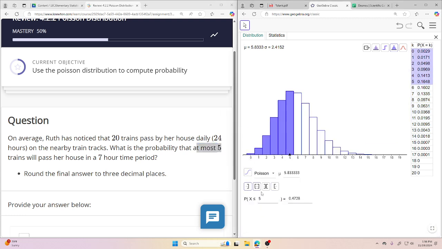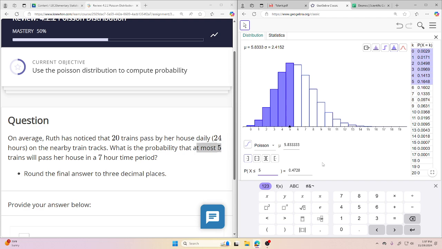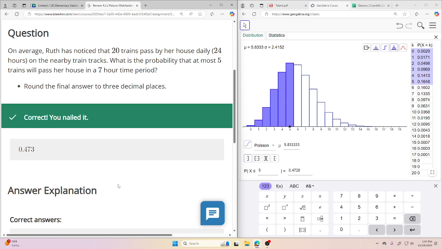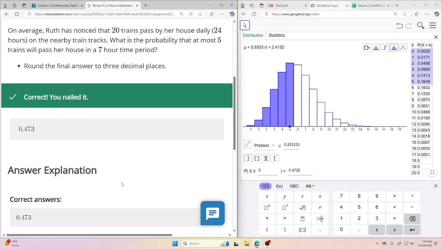I think that's less than, isn't it? At most 5. Is that including 5? 5 is the most, so we're including it. So that's cool. We like it. So there we go. See how we're including 5 in our numbers there? 3 decimals. 4, 7, 3. Let's check it. Awesome. There we go. Cool. We got more of that.